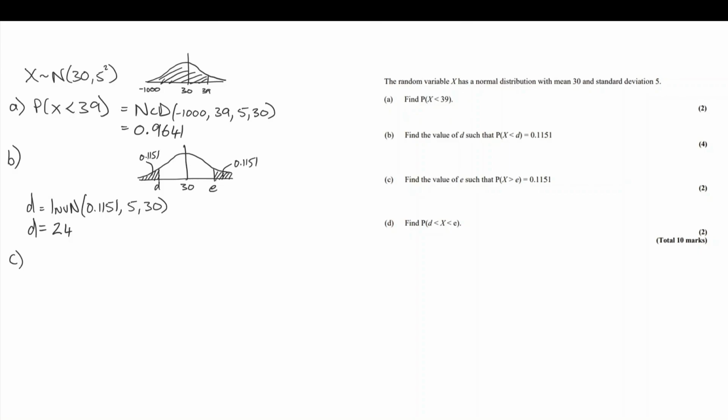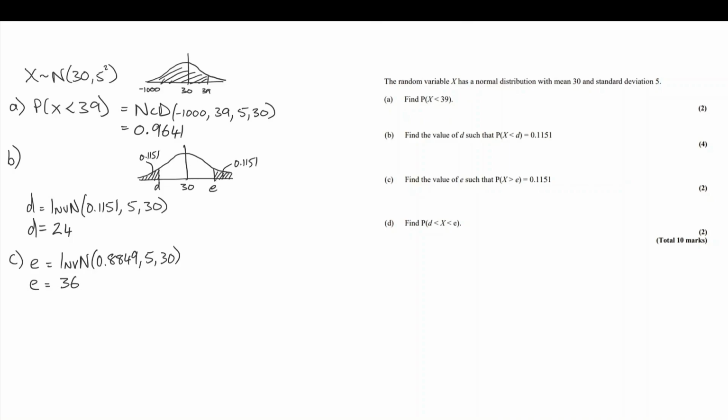Let's not forget, we've been given the probability greater than E. So if I want to use the inverse function, I need to know how much is below. 1 minus 0.1151 gives us 0.8849. So if I use the inverse with 0.8849, the standard deviation of 5, and the mean of 30, that will give us the value for E. And here we go, E is going to equal 36.